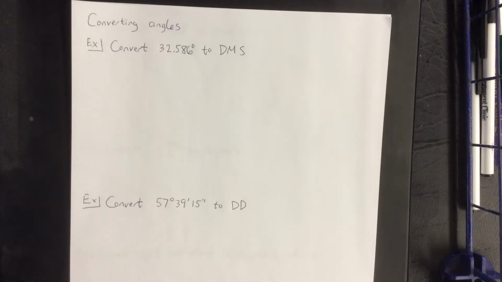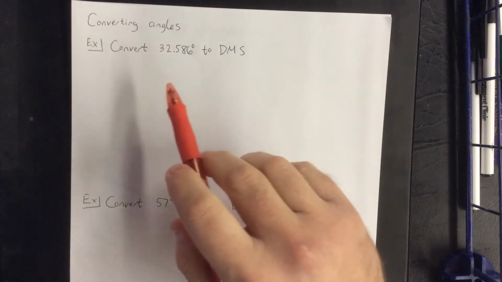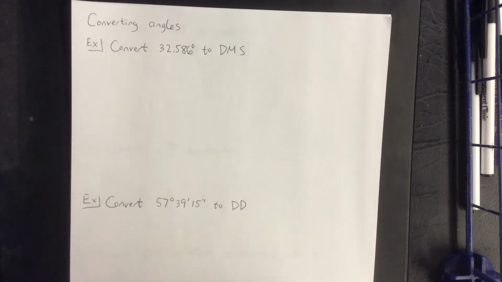So let's go ahead and do some examples on the topic of converting angles among the different forms that we've introduced so far. For my first example, I'd like to convert 32.586 degrees to degrees, minutes, seconds form.